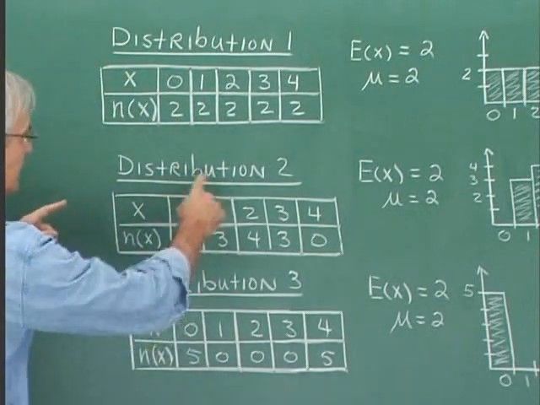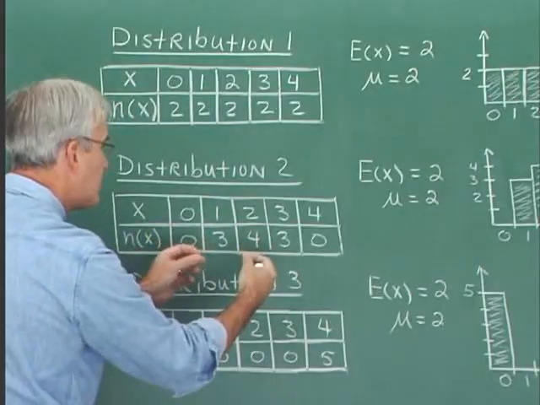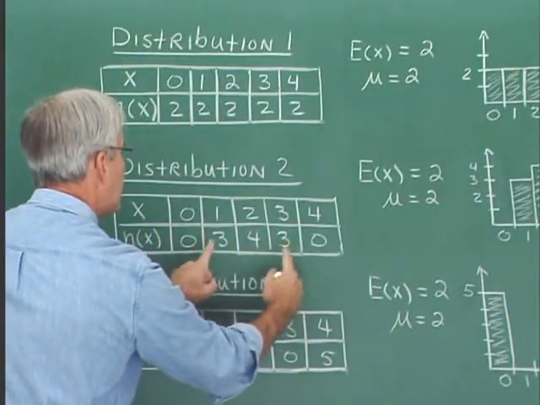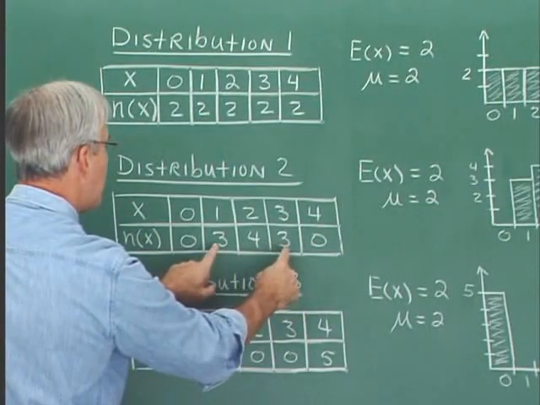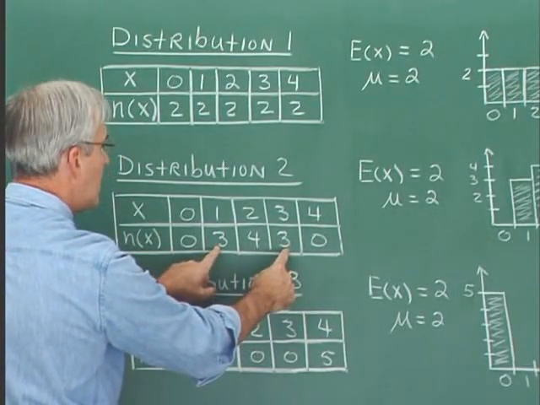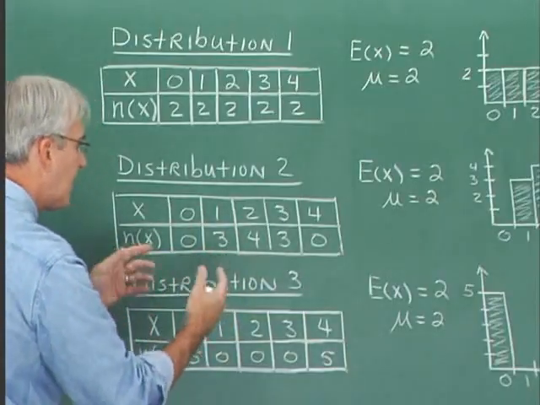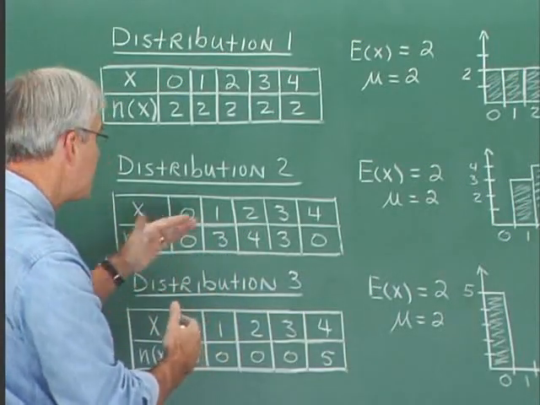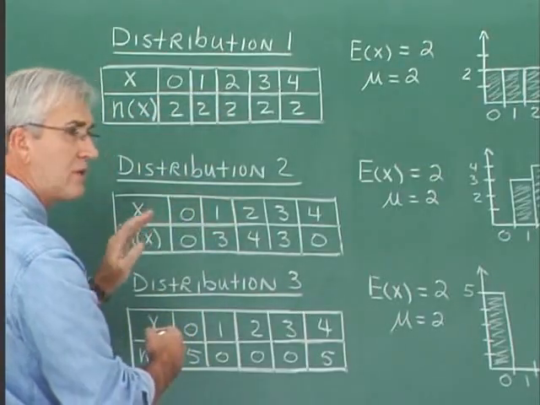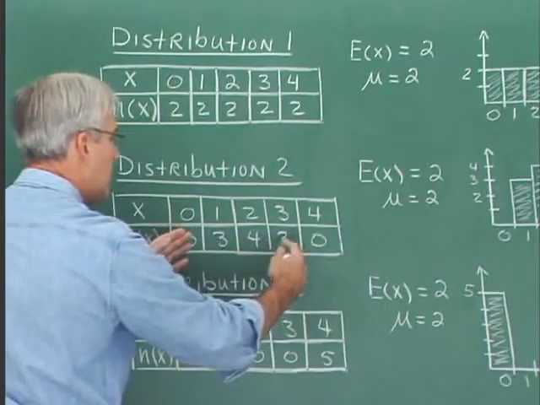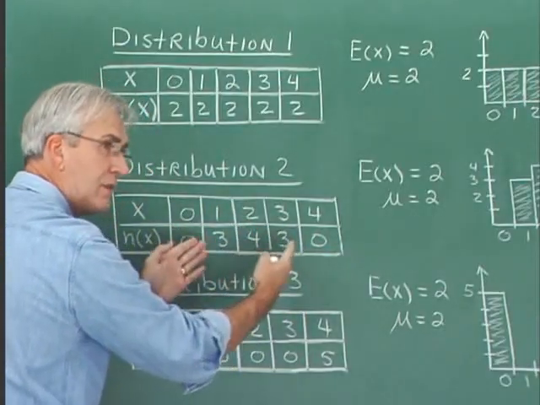And then for distribution 2, notice how the frequencies kind of are nested toward the middle of the distribution. We have a frequency of 4 here and frequencies of 3 right here. But when we perform the calculation for mean, it turns out that it's also 2. You see, so gee, the idea of average on these 2 is exactly the same, and yet the numbers are more frequently distributed toward the middle of the distribution.